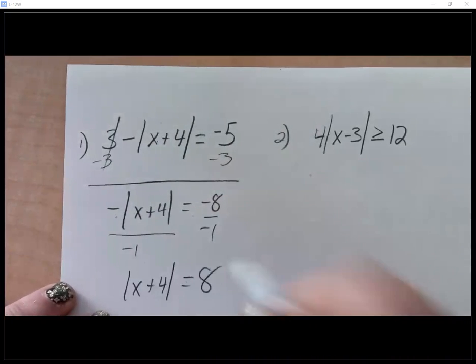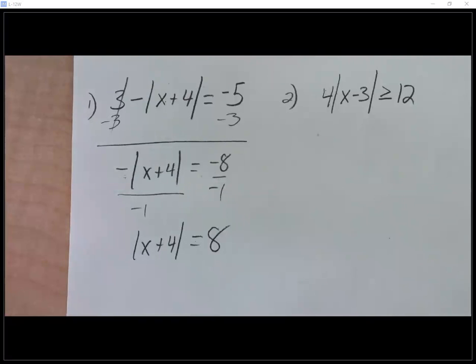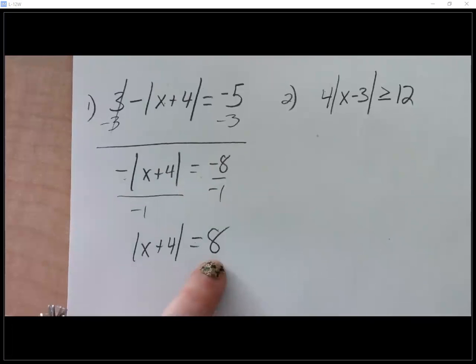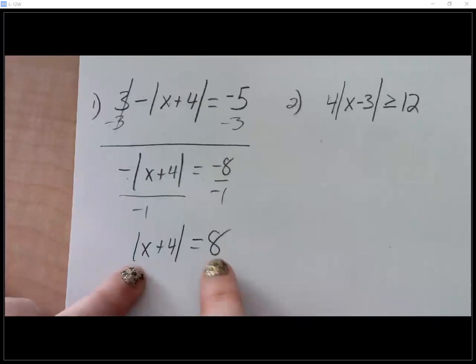Now you stop for a minute and take a look. Because if this had still equaled a negative number, you would already know that there's no solution. Because there is no absolute value that could equal a negative. But once I have the absolute value alone and I look, I'm like, oh, it's actually an absolute value that's equal to a positive 8. There are answers to that.